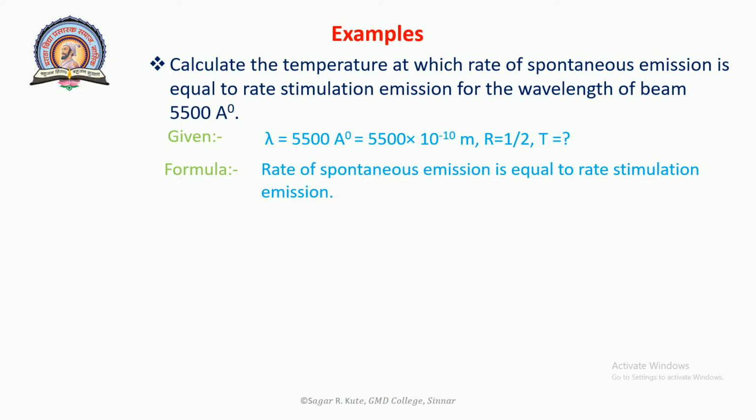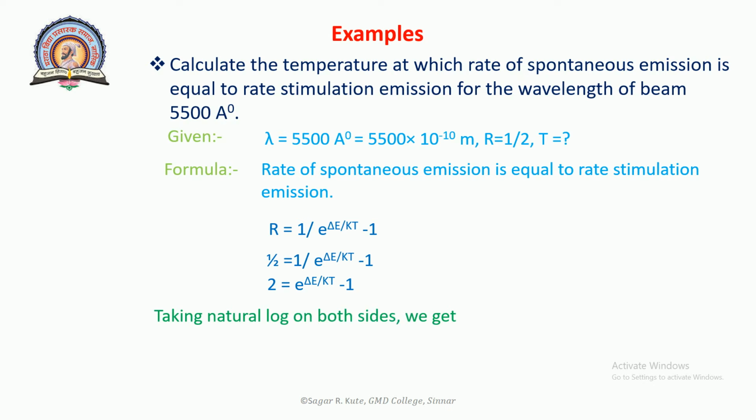Formula: the rate of spontaneous emission is equal to rate of stimulated emission. R is equal to 1 upon e raised to delta E upon kT minus 1. Put the value of R. R is equal to 1 by 2. 1 by 2 is equal to 1 upon e raised to delta E upon kT minus 1. Rearrange this equation. 2 is equal to e raised to delta E upon kT minus 1.